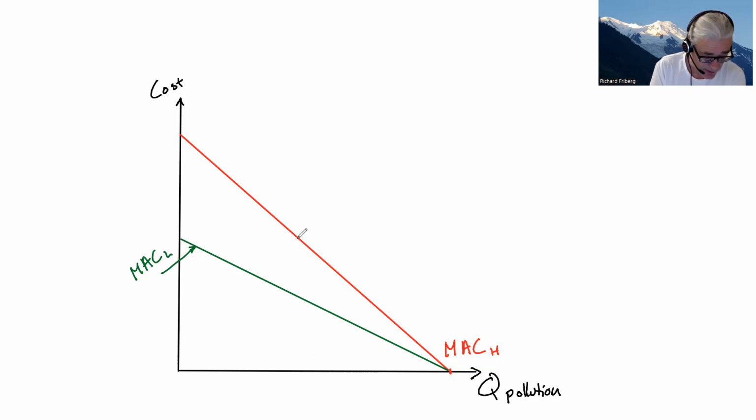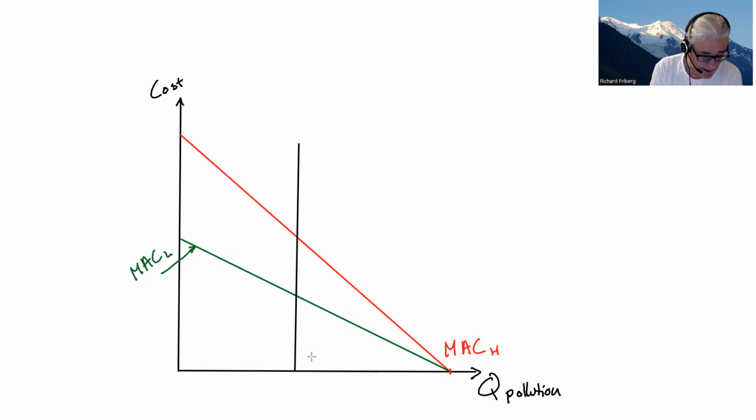So now assume that there's a quota, a policy saying that as a firm, you can emit at most this much pollution. Okay, so this is the amount of pollution that you can emit, and you have to limit pollution by this amount.